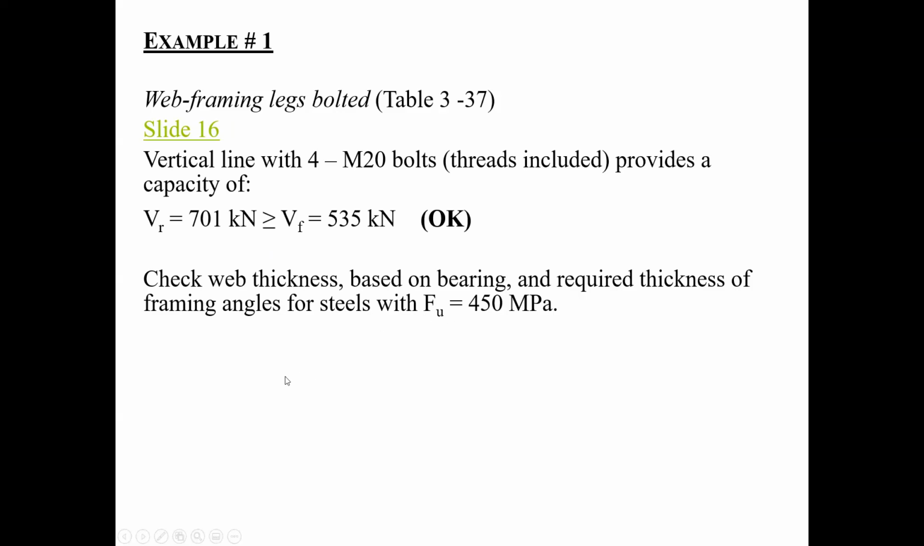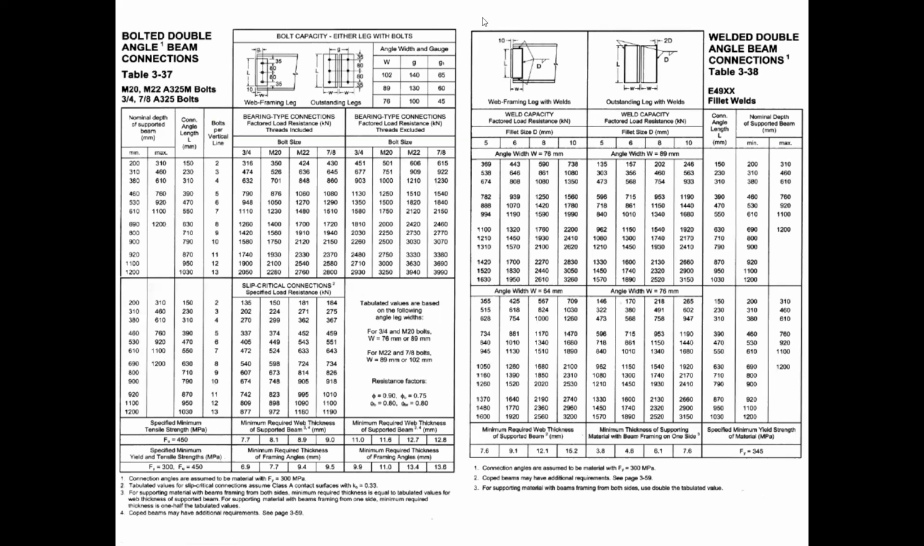Now I went up to 701, but I only need 535. So therefore, I don't need what's in the table. I can actually, okay, so I come here and I go look, and I say, okay, this is what I've decided to use, 701 here.